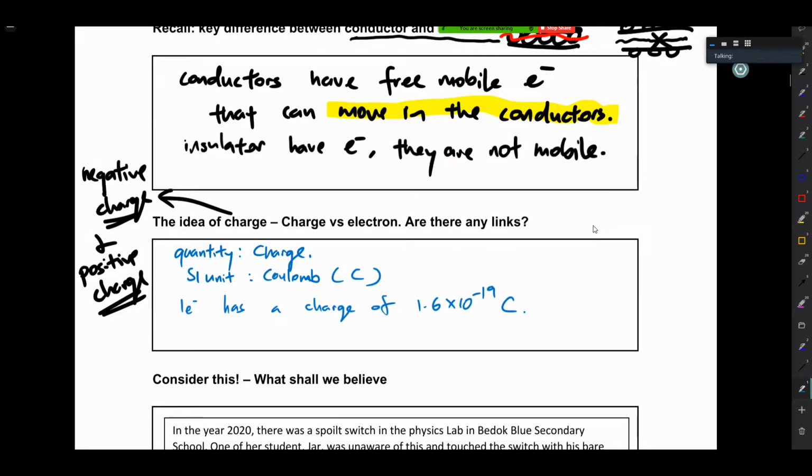So one electron has a charge of 1.6 times 10 to the power negative 19 coulomb. That is for one electron only. This data is given in the exam, so no need to memorize.